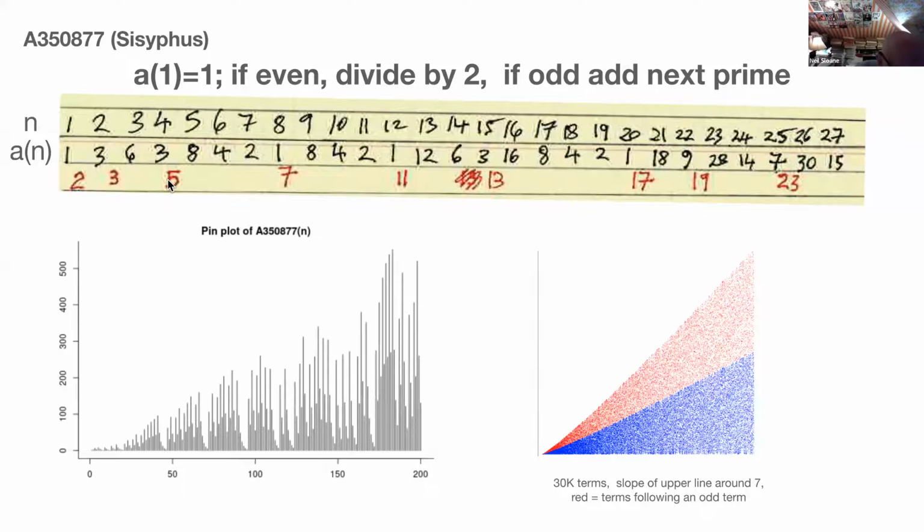Now we add the next prime, 5. 3 plus 5 is 8, and that's even. And we divide by 2 repeatedly until we get down to an odd number. 8, 4, 2, 1, then we add 7, then we get 8, 4, 2, 1, we add 11, we get 12, 6, 3, we add 13, we get 16, blah, blah, blah, down to 1, and so on. And it looks like this, 200 terms. Here's a picture Rémi Sigrist made showing, I think, about 30,000 terms.